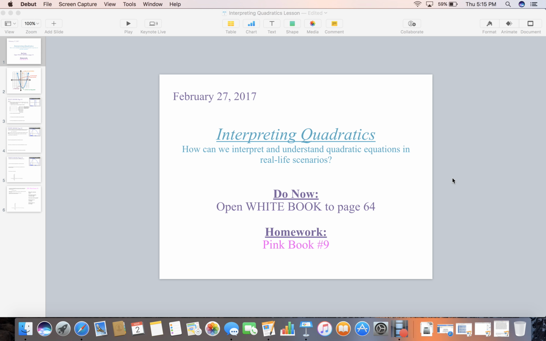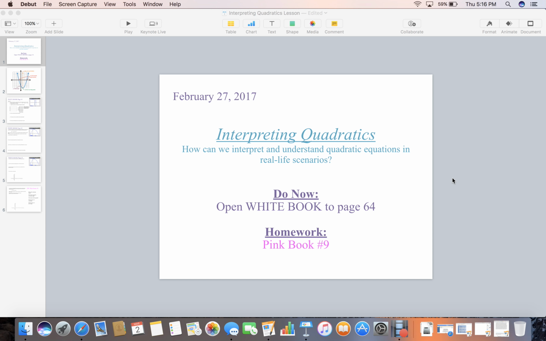So I'll begin the lesson by reading the class my focus question, which is, how can we interpret and understand quadratic equations in real-life scenarios? Meaning, how can we understand the motion of a ball being thrown or a rocket being launched from the top of a cliff?